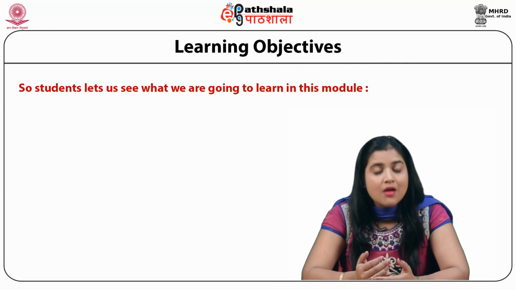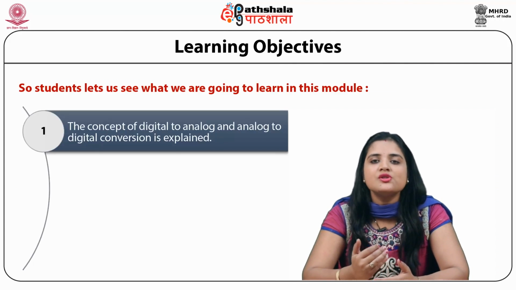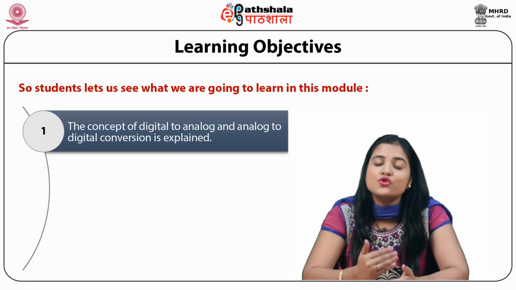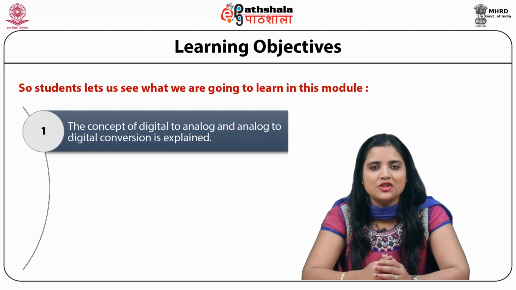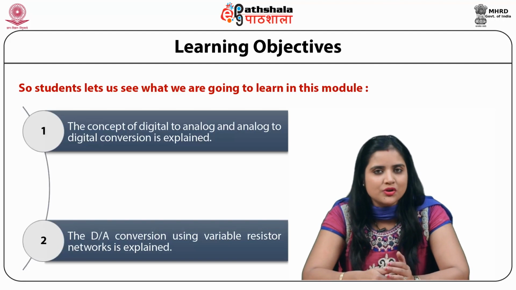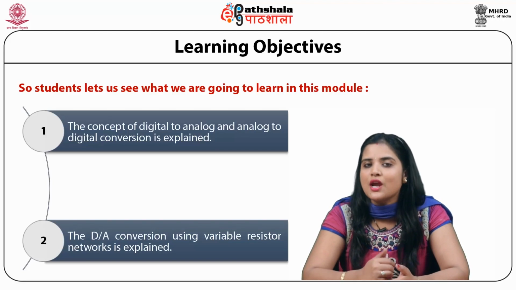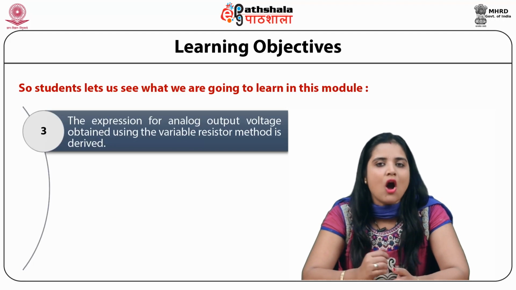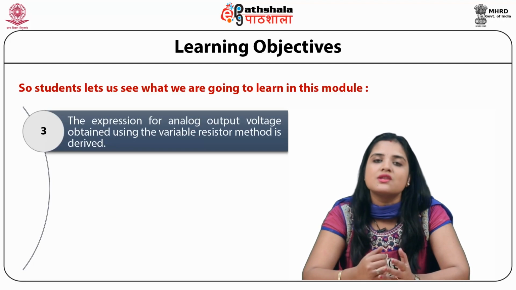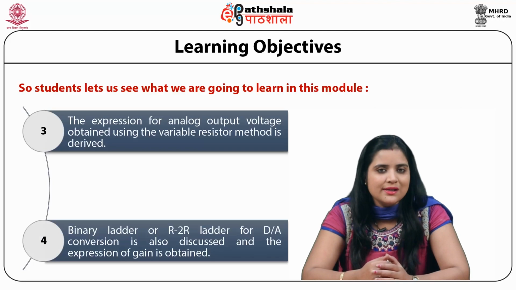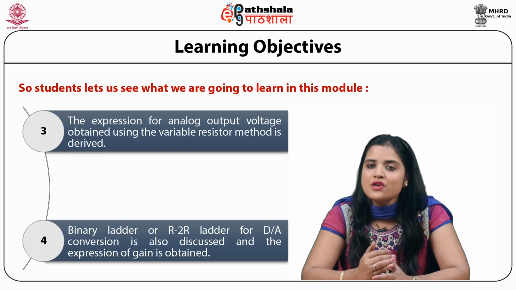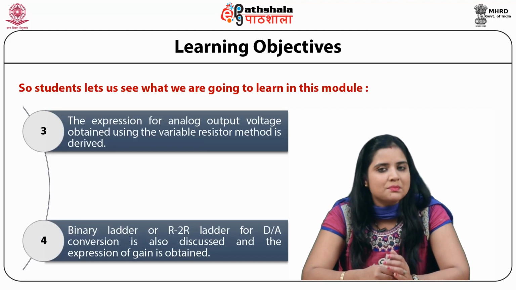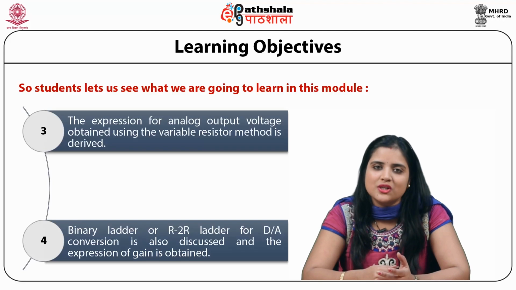In this module, the concept of digital to analog and analog to digital conversion is explained. The D2A conversion using variable resistor networks is explained. The expression for analog output voltage obtained using the variable resistor method is derived. Finally, the binary ladder or R2R ladder for D2A conversion is discussed and the expression of gain is obtained.